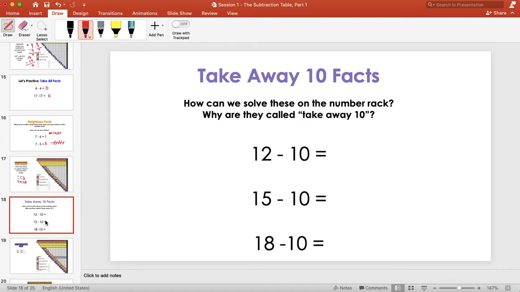So how can we solve these on the number rack? Again, we don't have the number rack. And why are they called take away 10? Well, if you look here, we're taking away 10. Pretty easy. So 12 minus 10 is going to equal 2. 15 minus 10 is going to equal 5. And 18 minus 10 is going to equal 8.